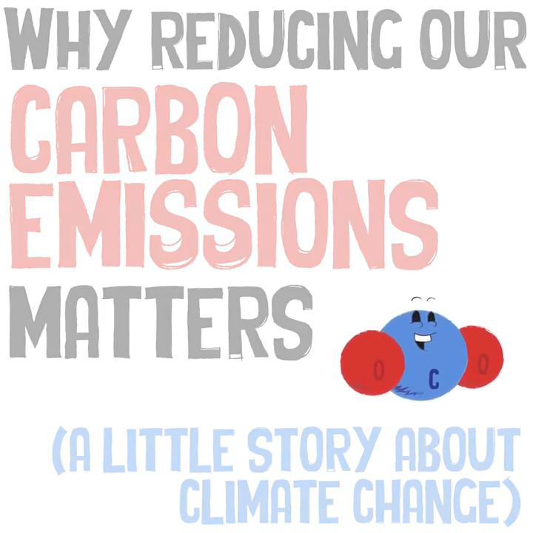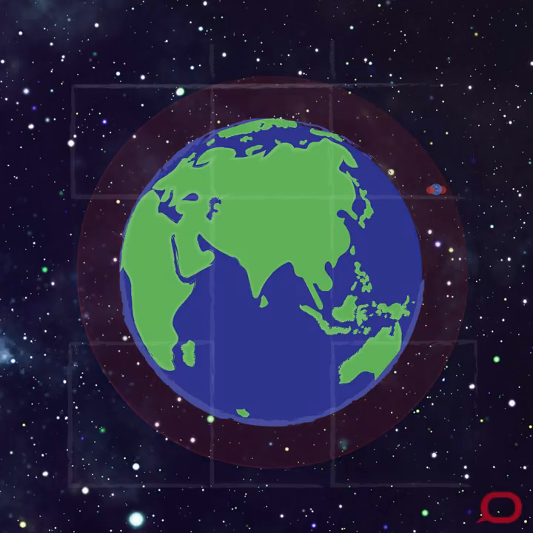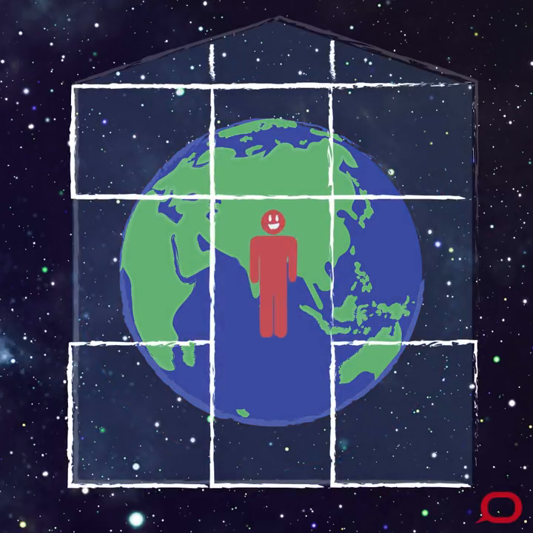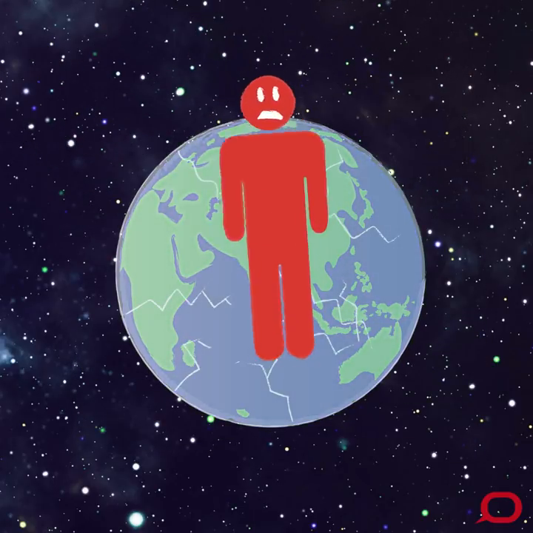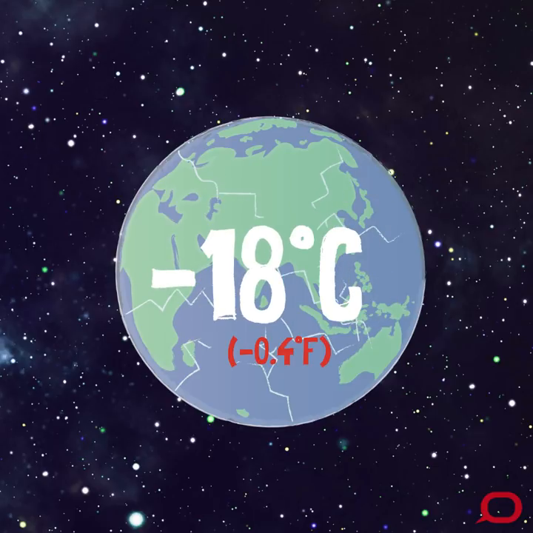Carbon dioxide is one of the main gases in our atmosphere that traps heat, creating the greenhouse effect that provides the conditions that allow human life to exist on Earth. Without the natural greenhouse effect, the average temperature on Earth would be a frigid minus 18 degrees Celsius.